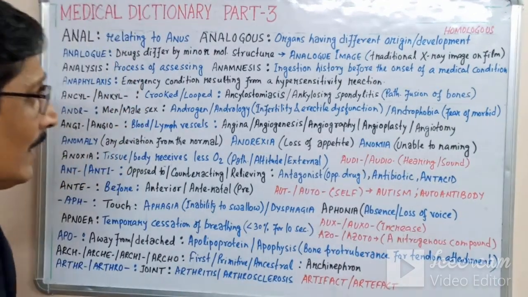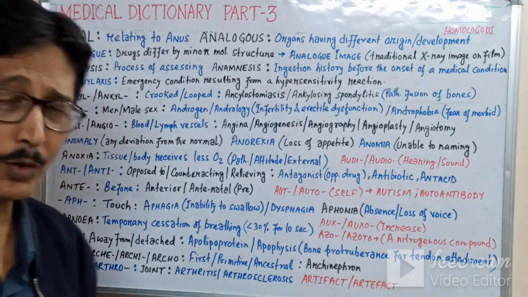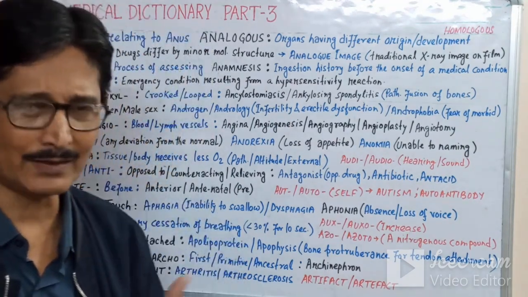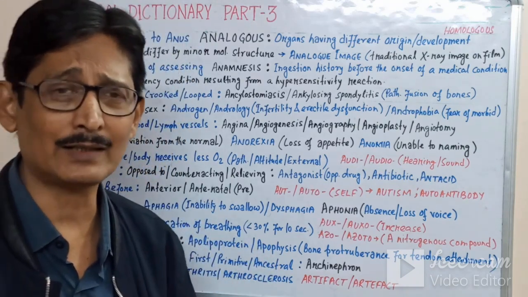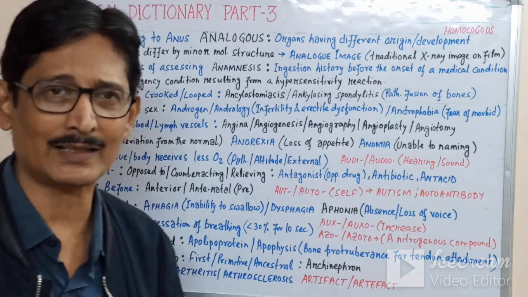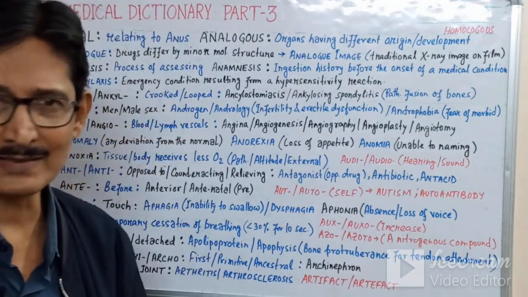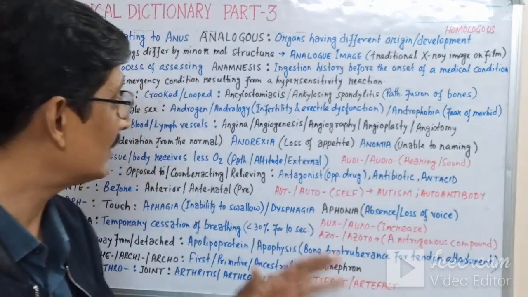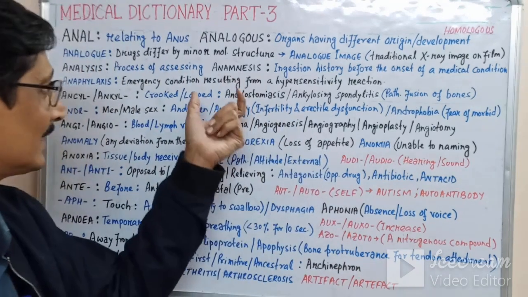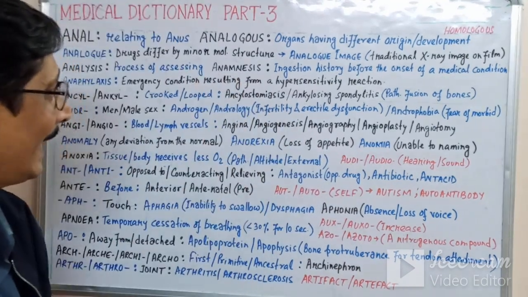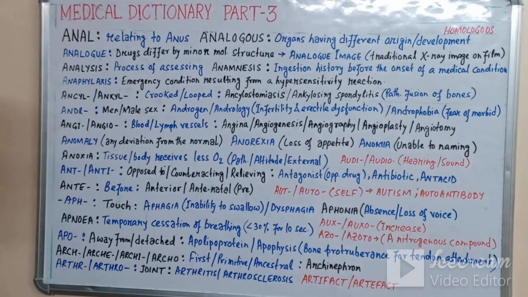Anamnesis stands for the ingestion history before the onset of a medical condition. Sometimes the patient rushes to the hospital, and the doctors want to know the ingestion history, that is, what type of drug or what type of diet the patient has taken before that. This is related to the treatment. So this is called anamnesis, the medical history of ingestion.